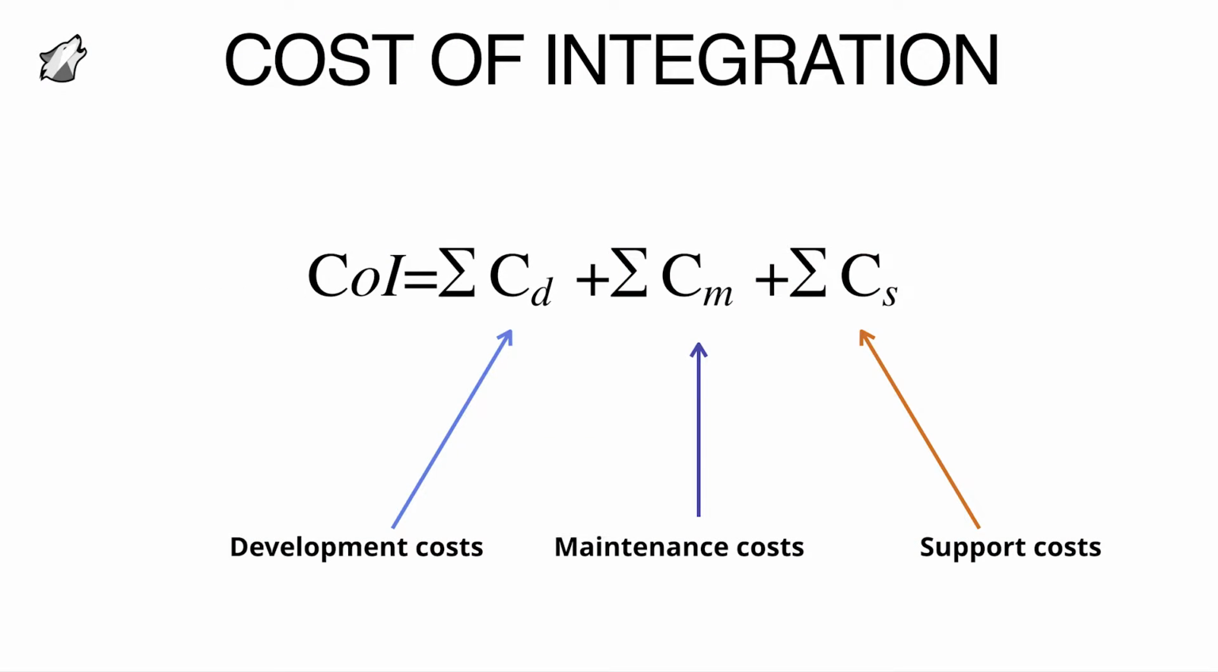Where customer acquisition cost was related to each customer, so the cost of all the activities needed to acquire or to close one deal, to bring one new customer, in this case, it's the cost associated with all the activities needed in order to implement and release one integration. So you're talking about a sum of all the development costs.